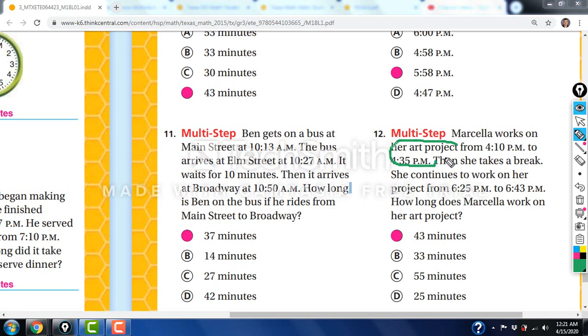The last one, Marcella works on her art project from 4:10 to 4:35. Okay. She takes a break. She continues to work on her project from 6:25 to 6:43 p.m. How long does it take? So all you do is you get your elapsed time from this one. Subtract 4:10 from 4:35.